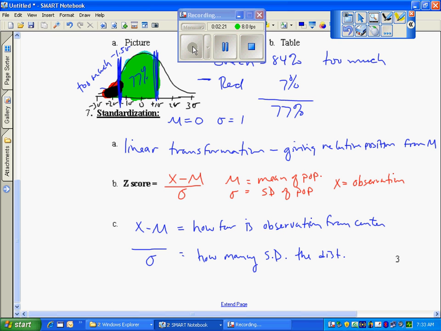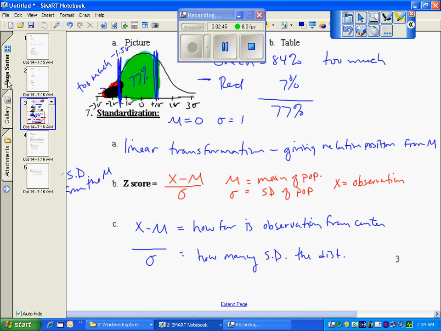The distance doesn't help me. It's the number of standard deviations, and that's what a z-score is. A z-score or a standard score is the number of standard deviations away from the mean. If it's positive 2, it means I'm 2 standard deviations above. If it's negative 1, I'm 1 standard deviation below.